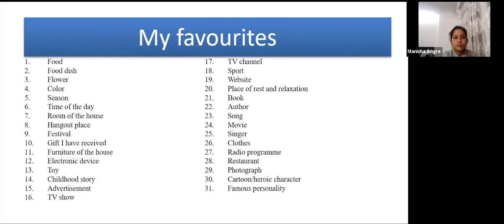Now, first is food, and the second is food dish. So can anyone tell me what is the difference between food here and food dish here?